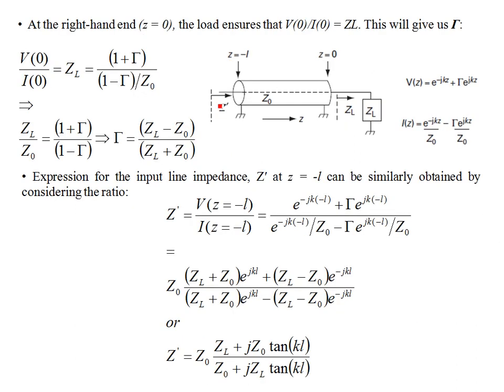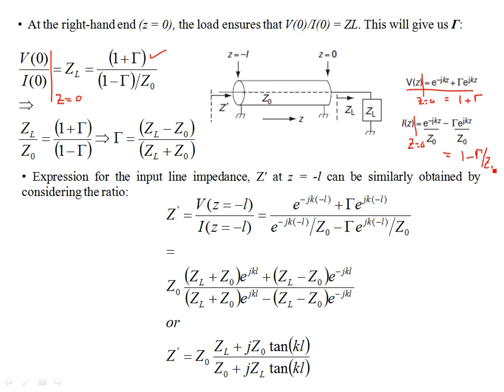So how do we find gamma? Consider V at z equal to 0. We are considering the voltage and current waveforms at z equal to 0. This voltage waveform at z equal to 0, as we have done previously, is nothing but 1 plus gamma. Then similarly at z equal to 0, the current expression reduces to 1 minus gamma divided by Z0.